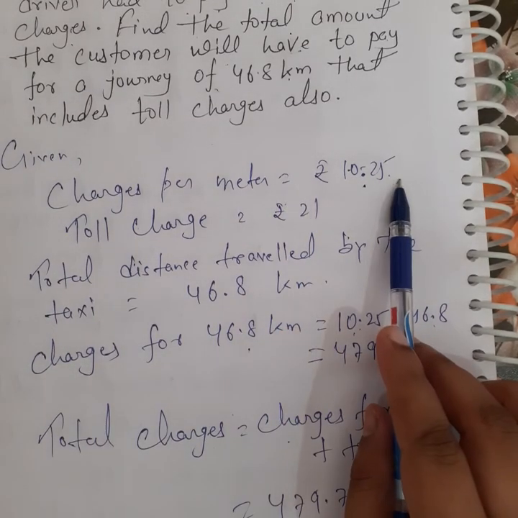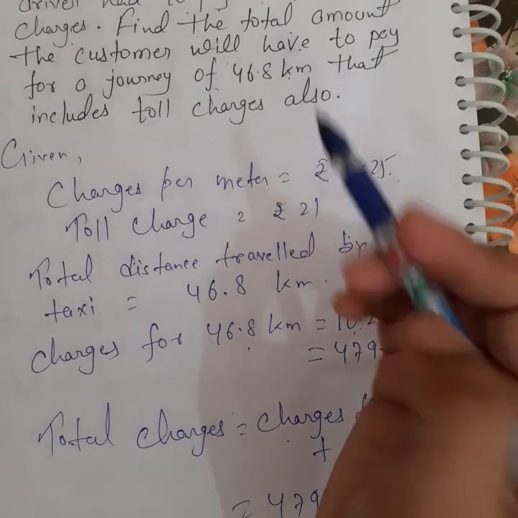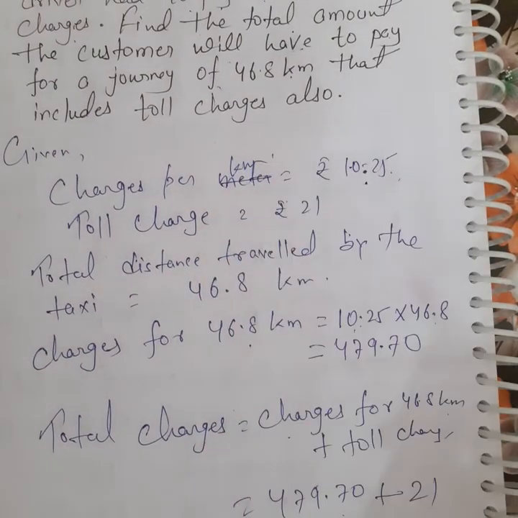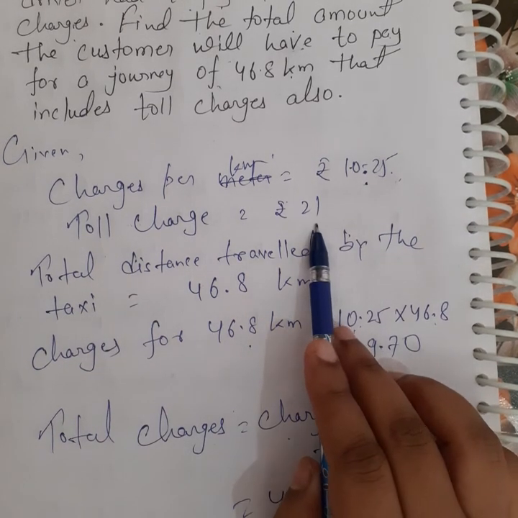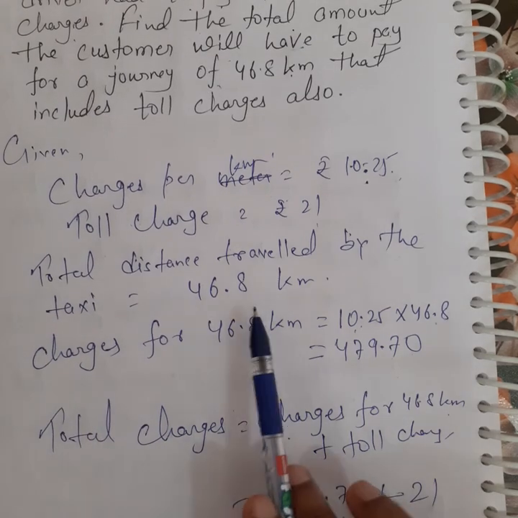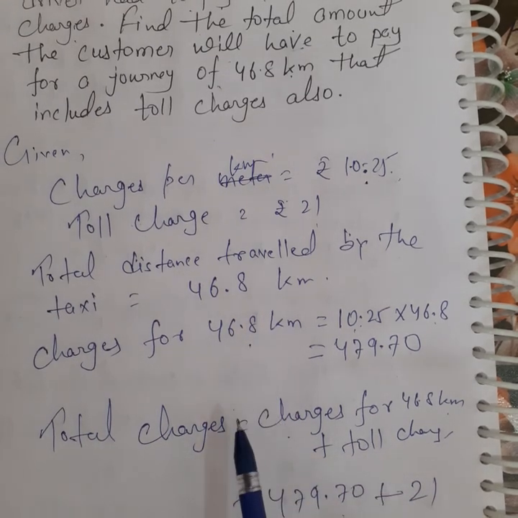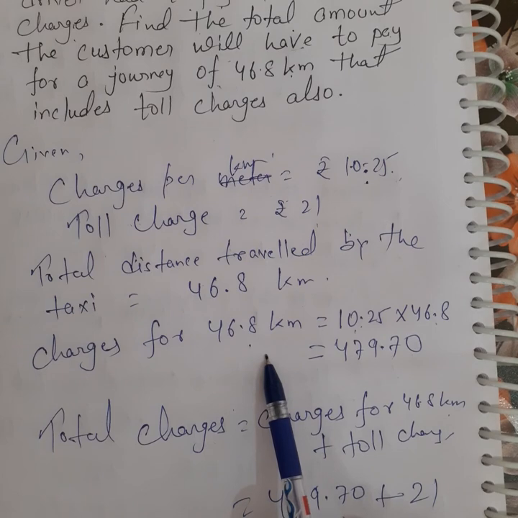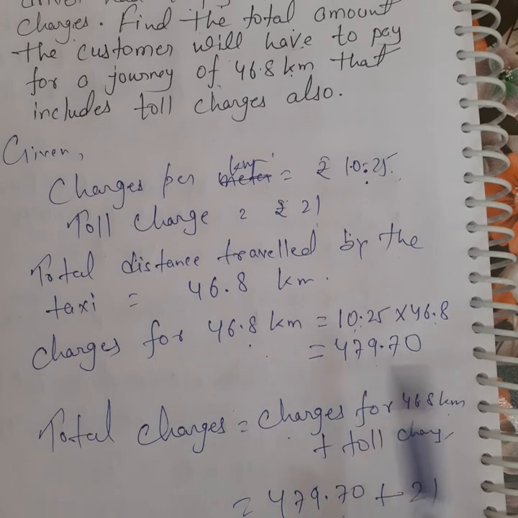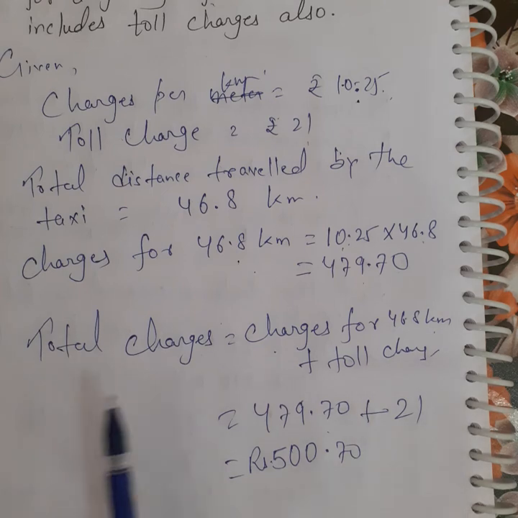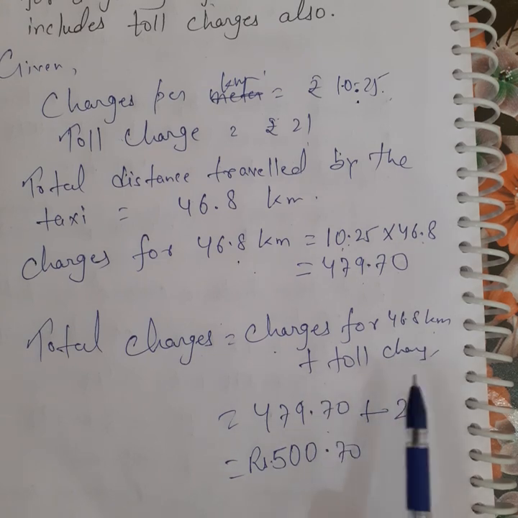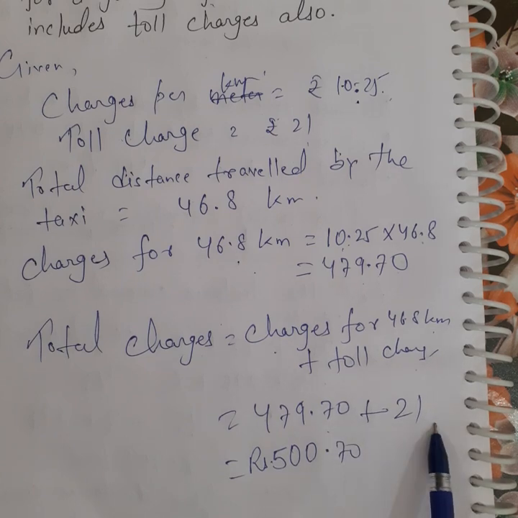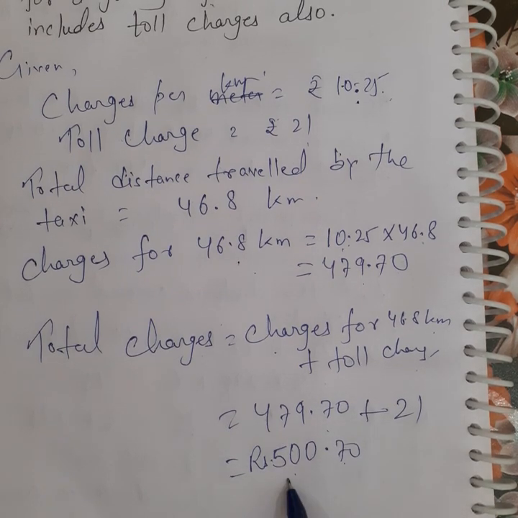Okay. What is given? Charges for 1 kilometer is given 10.25, toll charge is given 21 and the total distance travelled by the taxi is 46.8 kilometer. So first we find the charges for 46.8 kilometer, that we get 479.70, and after that we find the total charges. The charges for 46.8 kilometer plus toll charge, 479.70 plus 21, the total rate 500 rupees 70 paise.